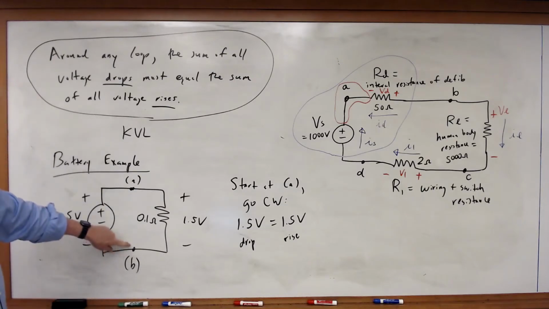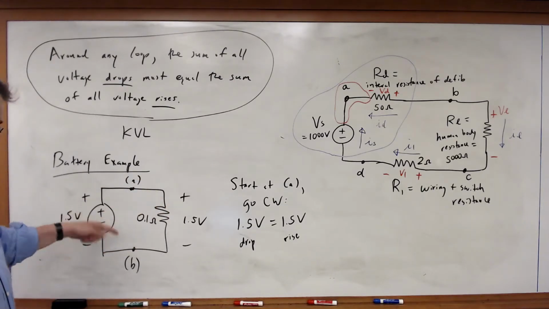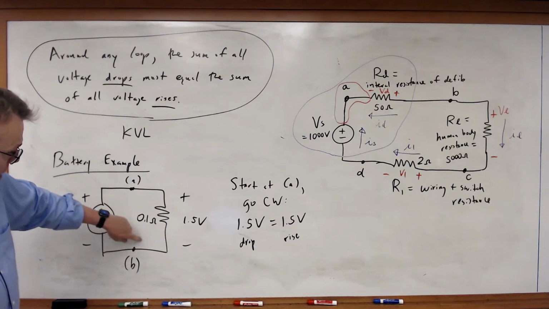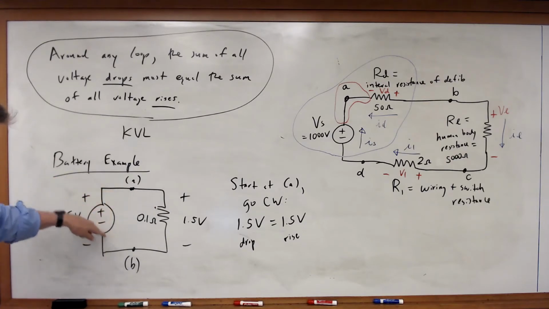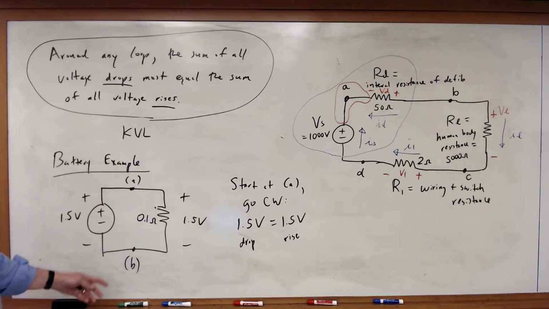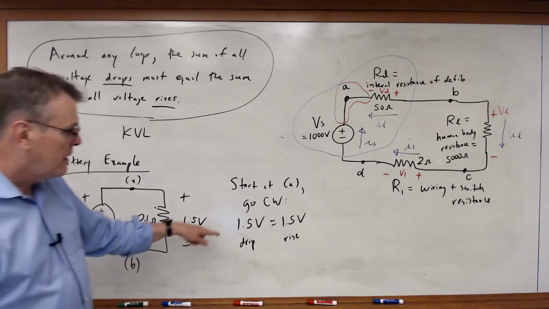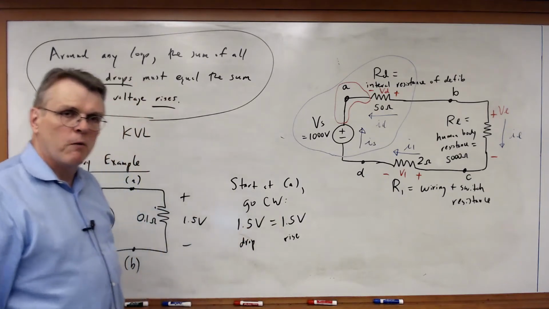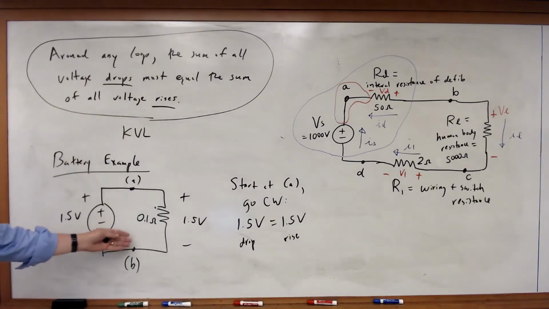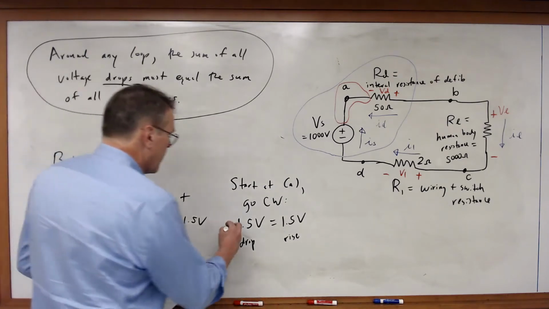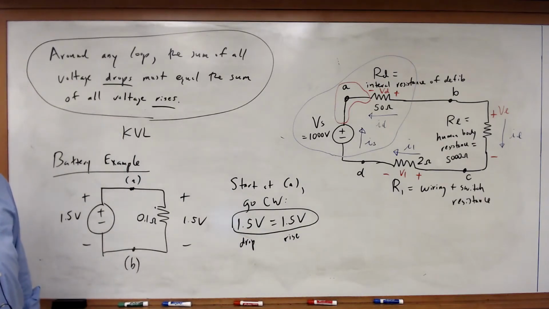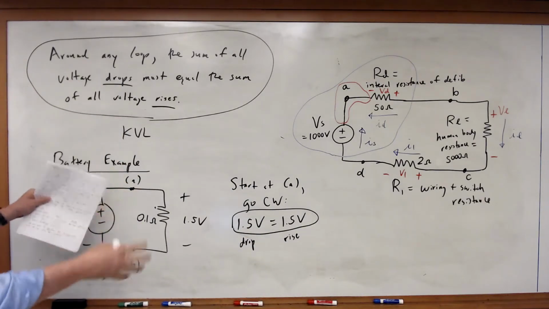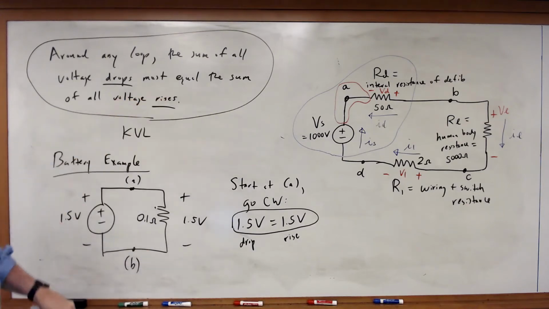Now I can start at node B and go counterclockwise. Okay? If I go counterclockwise, then I rise through 1.5 volts, and then I drop, positive to negative, through 1.5 volts. And again, around that loop, I get that 1.5 is equal to 1.5. So it doesn't matter whether I start at A or B, whether I go clockwise or counterclockwise, I get exactly the same answer. 1.5 is equal to 1.5. So this is KVL in a very simple, sort of trivial form. So given this idea of starting anywhere and going either direction, let's do the same thing here.